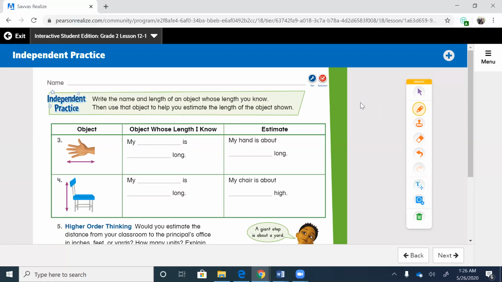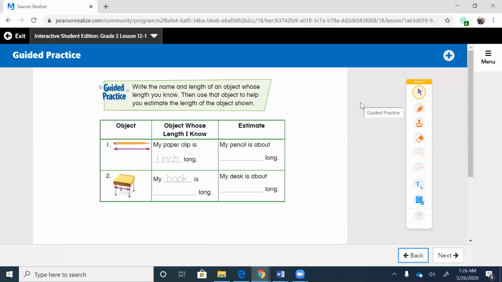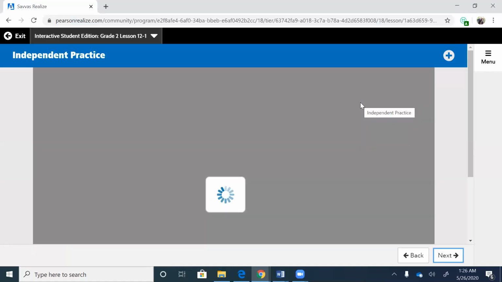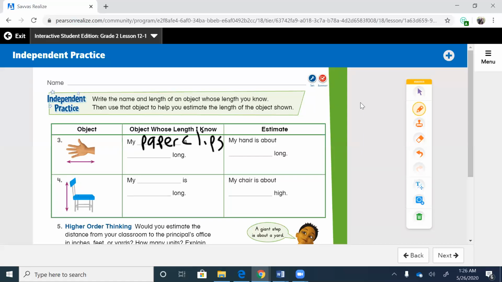So if you look on the last page here that we just did, it starts with my paperclip, okay? So we're going to do the same thing because remember, a paperclip represents what? An inch. So my paperclip, that's the object that we're going to use to measure. My paperclip is 1 inch long. Okay, so now we know a paperclip is 1 inch.